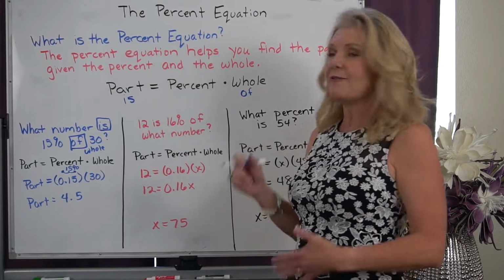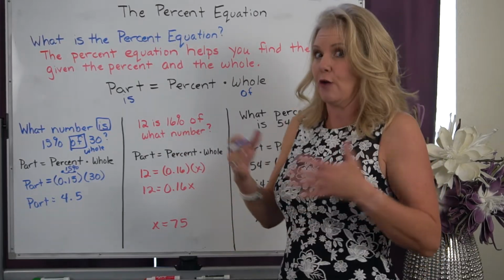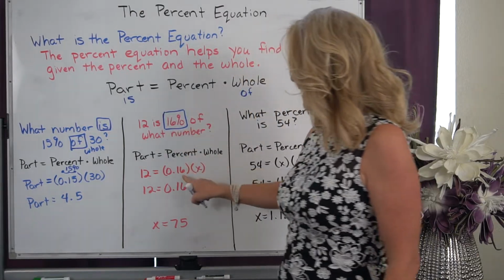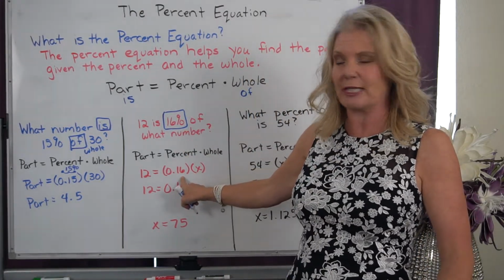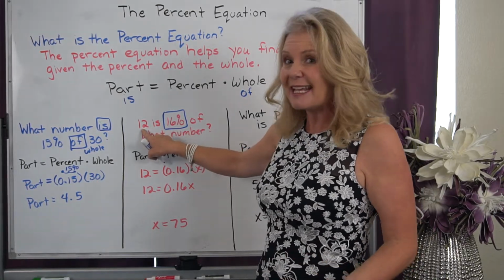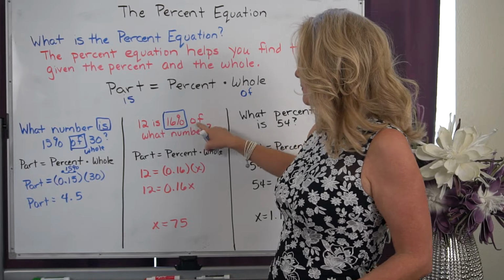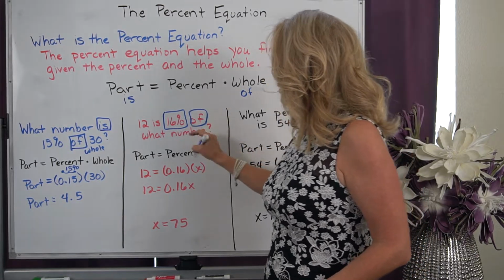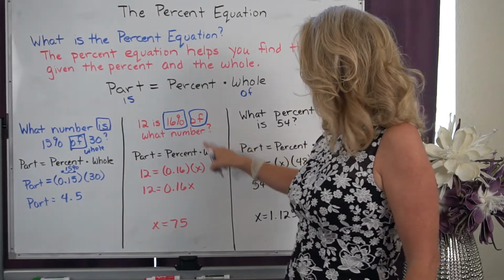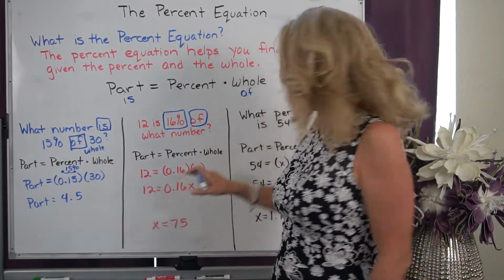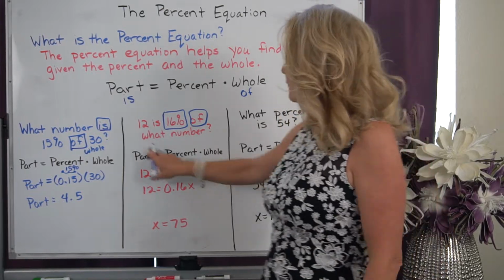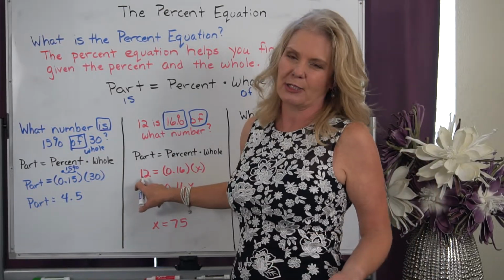So if I get 12 is 16% of what number? Well, my 16% stands. I can see that, and I'm going to change that to a decimal again. My part, I think, is at the very front, but I look for that word of, and I know whatever follows of is my whole. So when I see that, I don't know what follows of, so my whole has to be my variable, my x. Therefore, my other piece that has to be there is my 12.